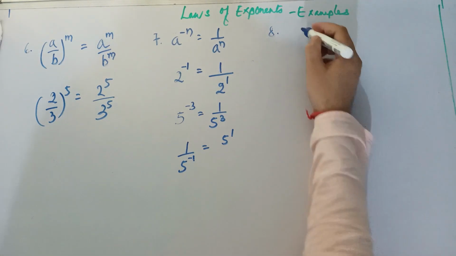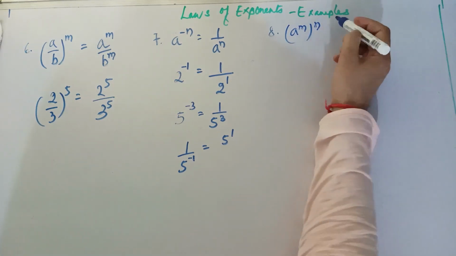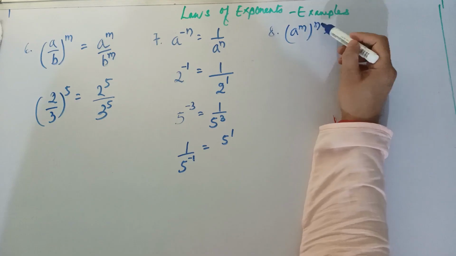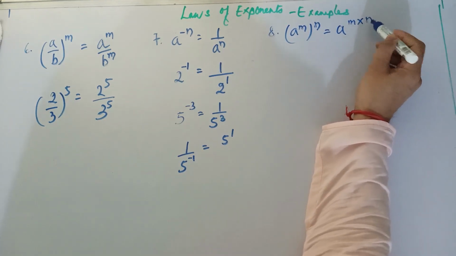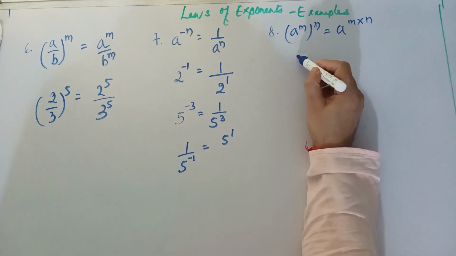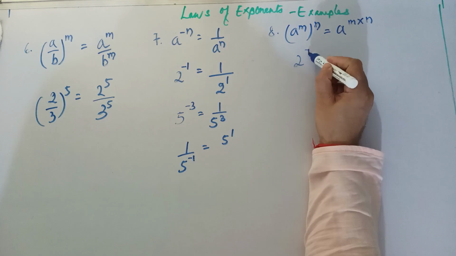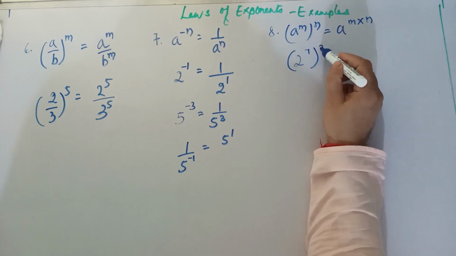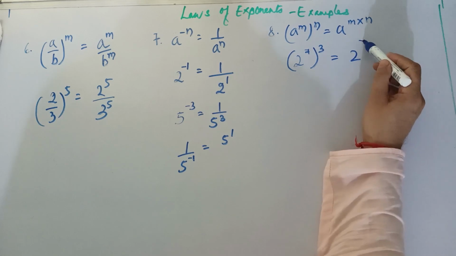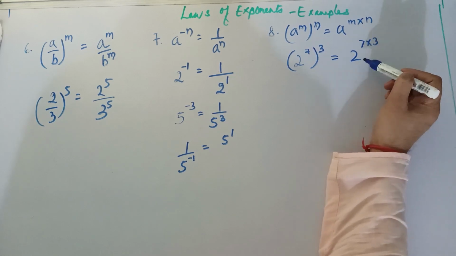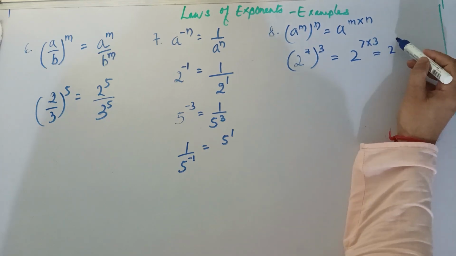The eighth one is (a raised to m) the whole raised to n. Here both the powers will get multiplied: a raised to m into n. An example would be (2 raised to 7) to the power of 3. So this will be 2 raised to 7 into 3. The powers are getting multiplied. 7 into 3 is 21, so 2 raised to 21.